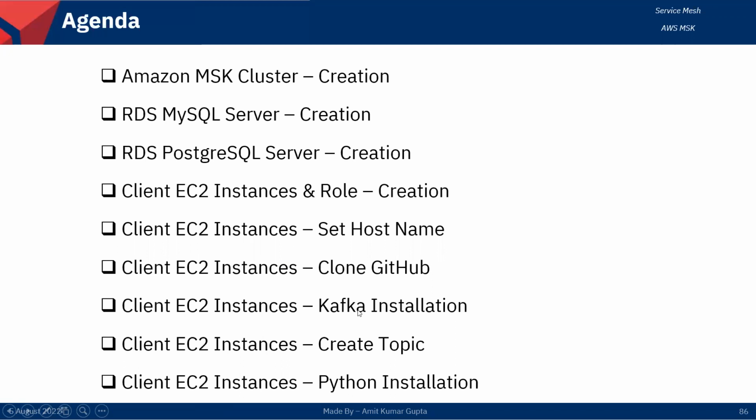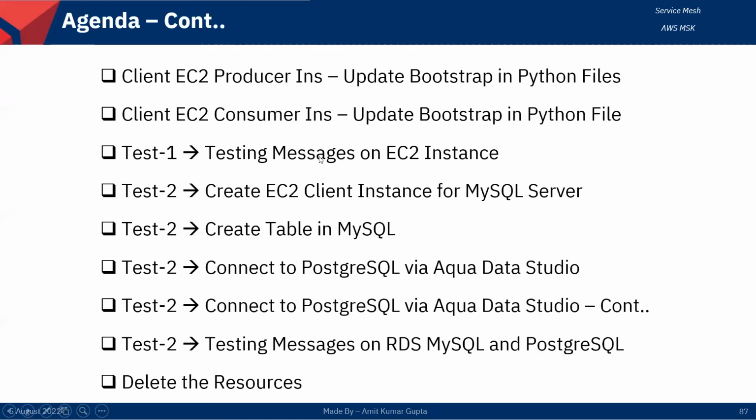After that, we will install the Kafka client on the EC2 instance. After we create a topic, we will install Python, because we need to run some Python scripts. We will go and do all the necessary Python installation. And then we'll update the bootstrap server in the Python files, whatever the bootstrap is for that Kafka cluster, in both the EC2 producer and consumer instances.